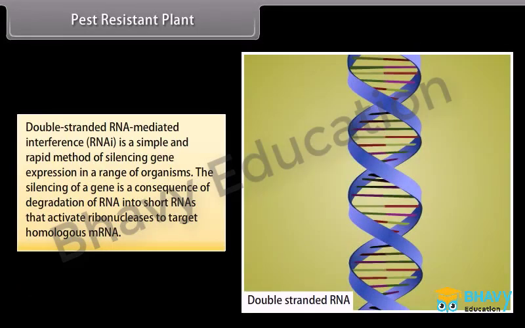Double-stranded RNA-mediated interference, RNAi, is a simple and rapid method of silencing gene expression in a range of organisms. The silencing of a gene is a consequence of degradation of RNA into short RNAs that activate ribonucleases to target homologous mRNA.